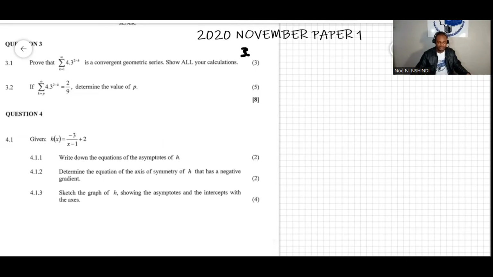So we have 3.1. We need to prove that the sum of 4 times 3 to the power of 2 minus k, starting from 1 to infinity, is a geometric sequence. I would like to start by listing a few terms of this sum. Now, if k has the value of 1, we sub 1 there. So this is going to be 4. Let me write it all.